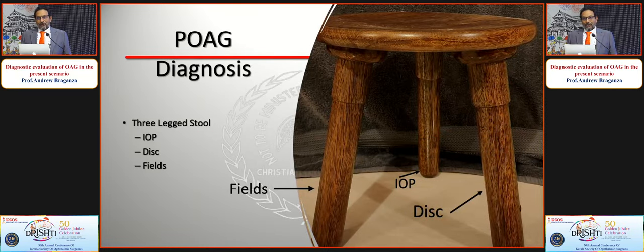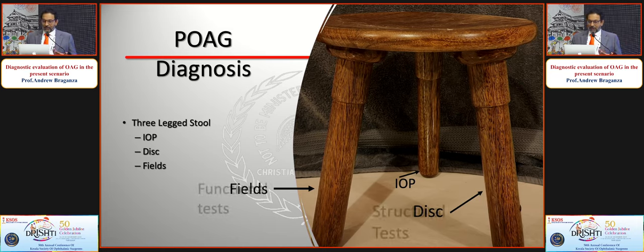Anyway, when I was just doing my post-graduation, diagnosis of primary open-angle glaucoma was a three-legged stool, and it was IOP, disc, and fields. If you have three legs, then you can create a stool and you can sit on it and it will bear a whole lot of weight. It's still the same, but the terminology has changed a bit. So IOP is IOP, but now we have functional tests and structural tests, but we still have only three legs to stand on.